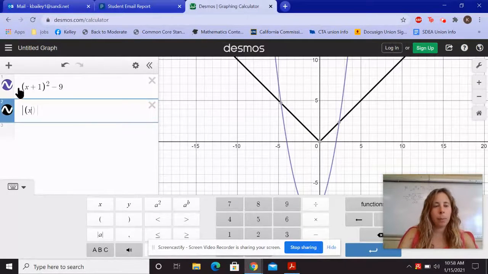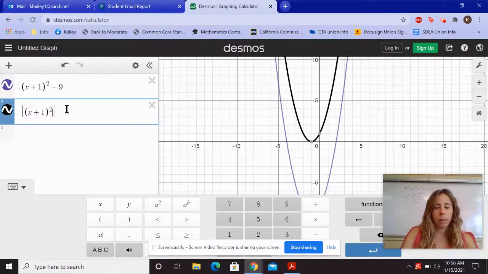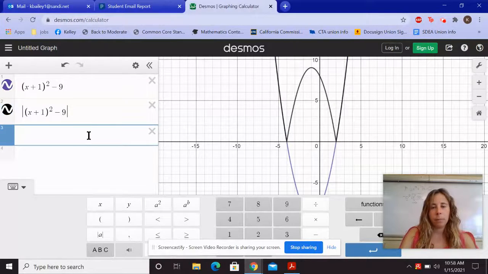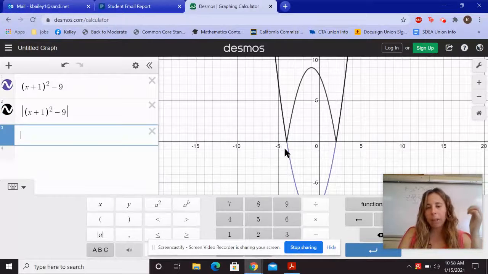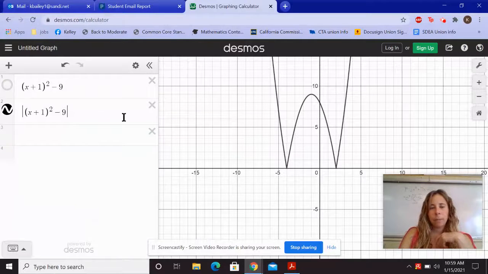So make sure we're putting everything in the absolute value. So x plus 1 squared minus 9, and then absolute value. So once again, everything that was below the x-axis gets reflected, so it becomes positive. Everything that was below the x-axis flips up to become positive. So if we turn this guy off, that would be your graph. Turn it back on so you can see what happens.